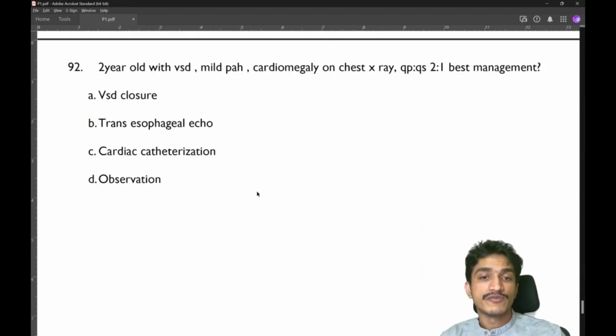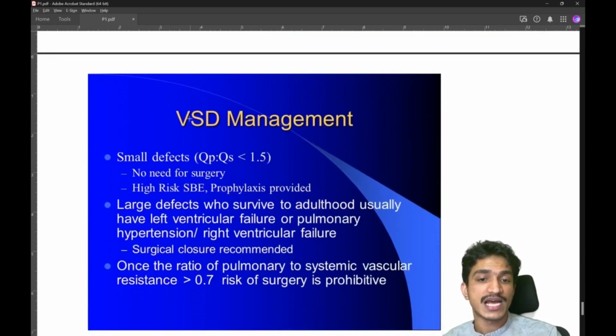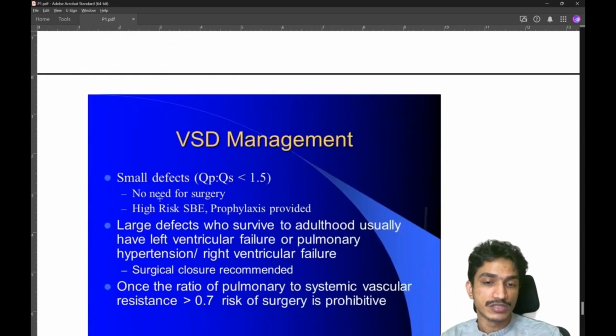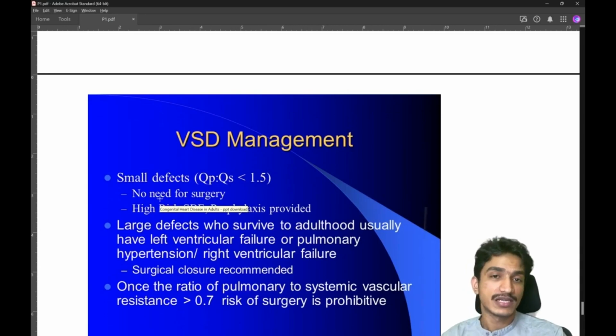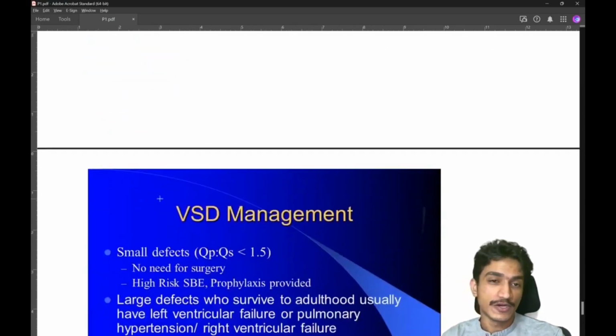Patient 2-year-old, ventricular septal defect, mild pulmonary hypertension, cardiomegaly, QP/QS of 2:1, best management. Now what I found was that if the QP/QS ratio is less than 1.5, that is suggestive of a small defect, you don't need to do surgery. But if it is a large defect, that is a QP/QS ratio of 2:1 or more than 2, then in this scenario you go for a VSD closure. You do not do observation, you go for a VSD closure in this scenario.